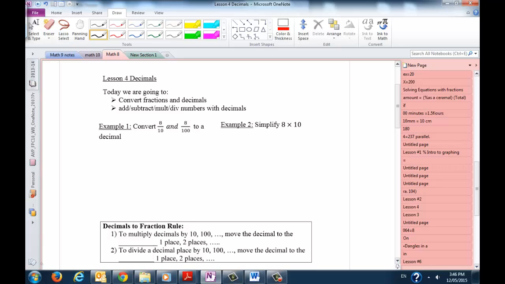So today is our fourth lesson, and we are going to convert fractions and decimals. We are going to add, subtract, multiply, and divide numbers with decimals. So let's start with converting.